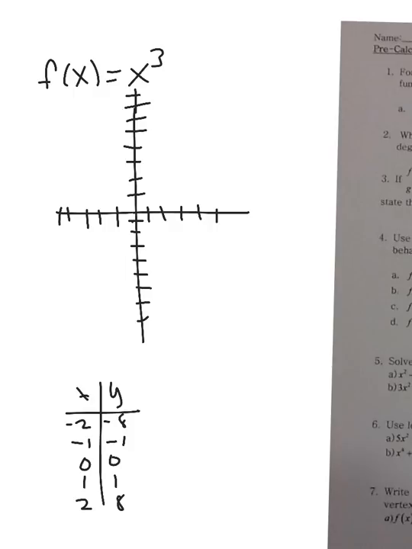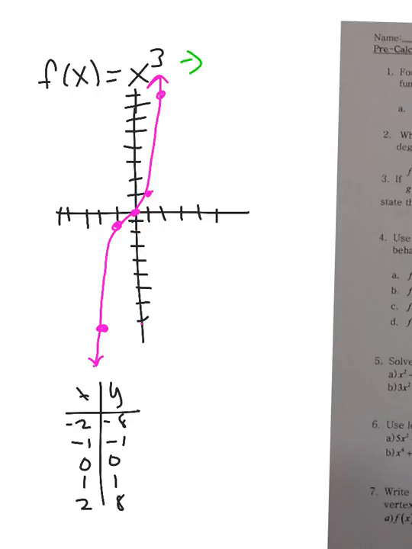Okay, so I have negative 2, negative 8. Negative 1, 0, 0, 1, 1, and then 2, 8. So it looks like that.